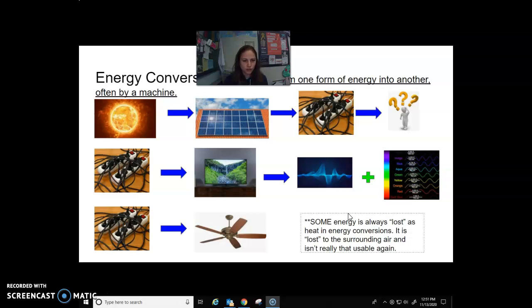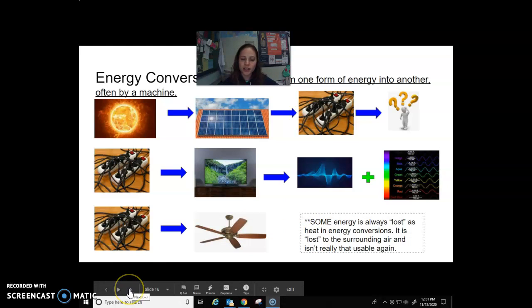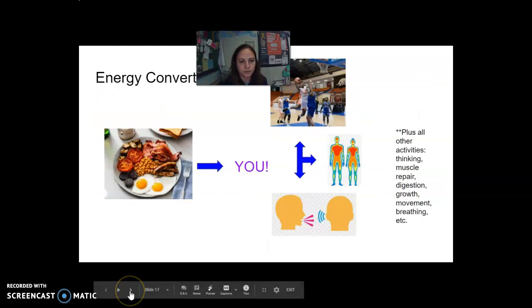Think about when you charge your phone for a while. How does your phone feel? Or think about watching TV for a while. If you go up and feel your TV or the computer, it will feel warm because of all the energy conversions that are happening. Again, it's not completely lost. It's just that it's not that usable.